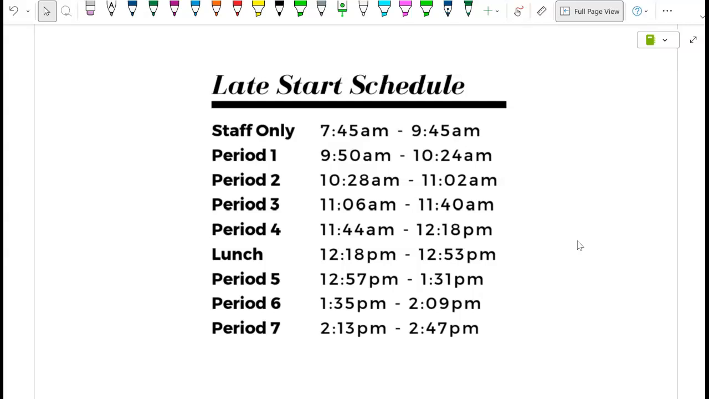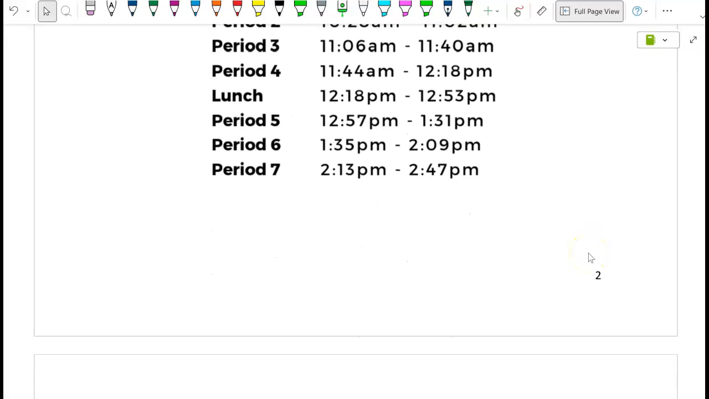Do we have other bell schedules? Absolutely. On Friday, we're going to be on a double assembly schedule. But we only do that once or twice a year, so I don't bother with printing that out.